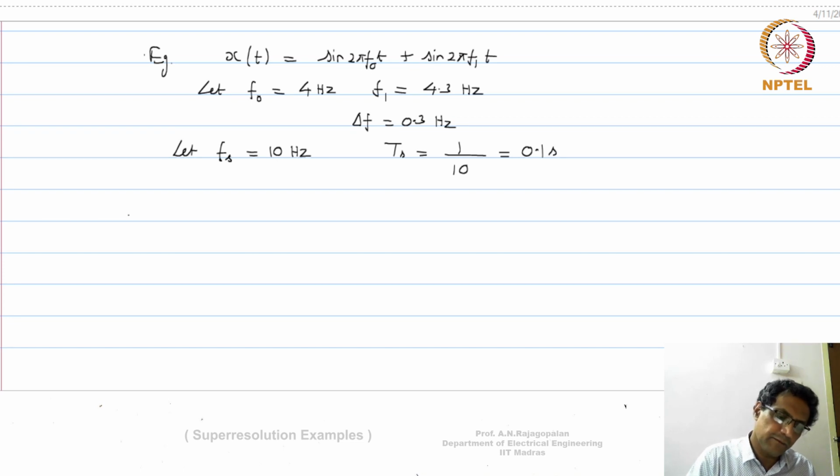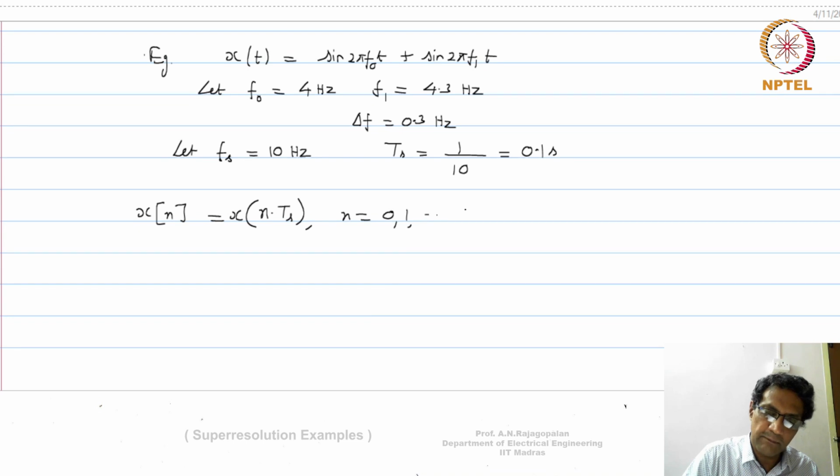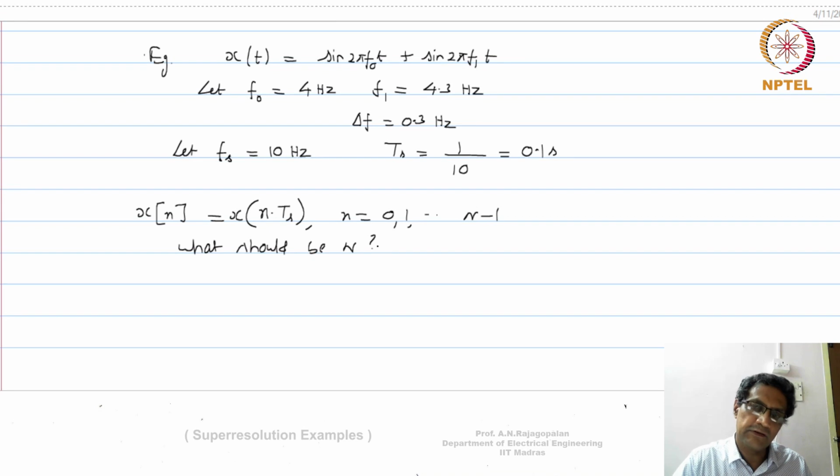Now, we have to get your xn. Therefore, xn will be simply x of n times ts, where n goes from 0, 1 all the way up to capital N minus 1. Now we have to see what should be the capital N. That means how long should I really watch this signal x of t in order to not lose this resolution ability.